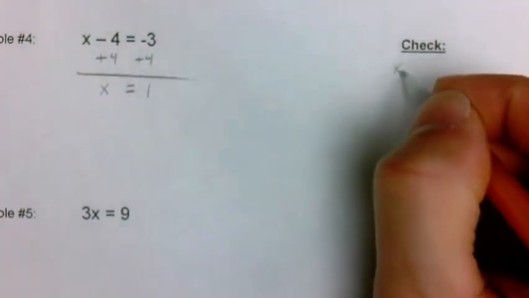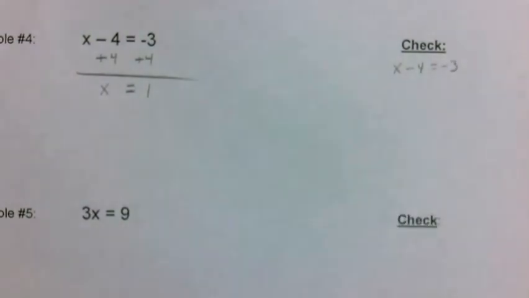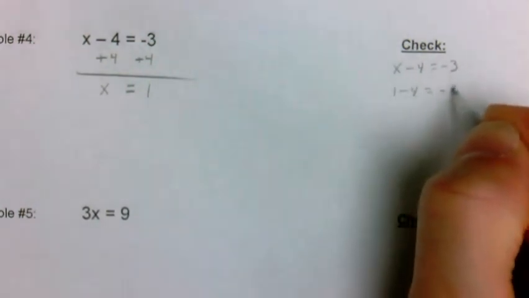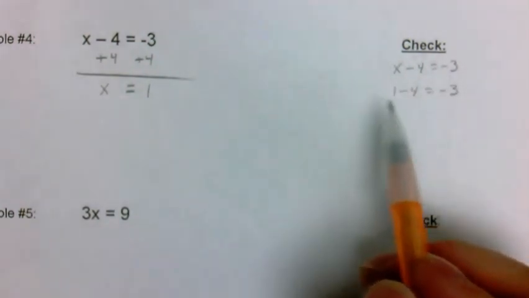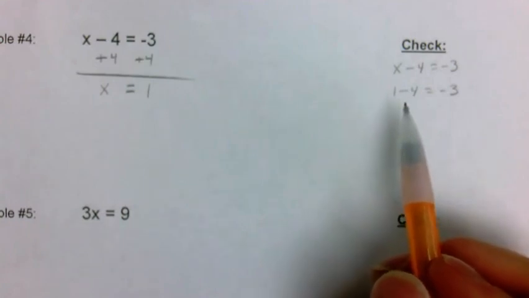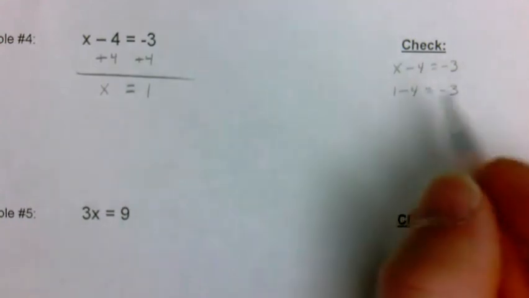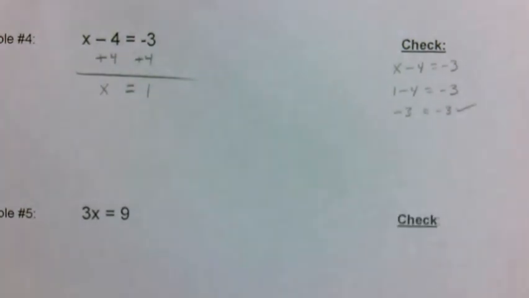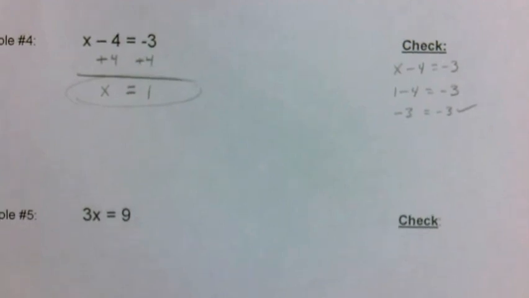Do your check now. Rewrite the equation. X minus 4 equals negative 3. Replace x with your answer. We think it's 1, so 1 minus 4. And now when we evaluate that, 1 minus 4, that's the same as 1 plus negative 4, which is going to equal negative 3. So negative 3 equals negative 3. The check worked out, and we know that x has a value of 1.